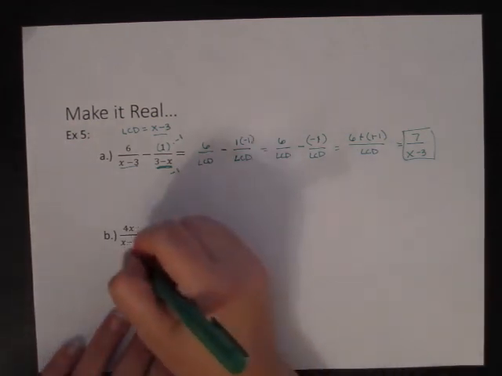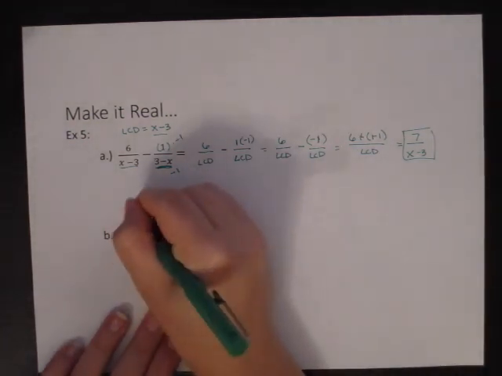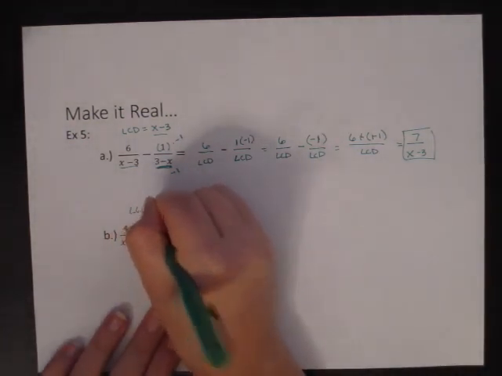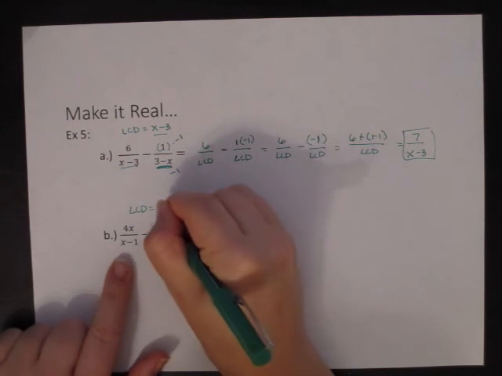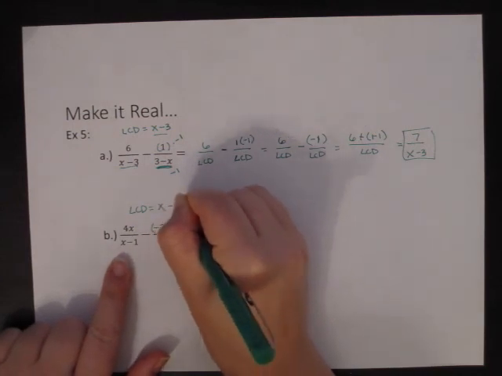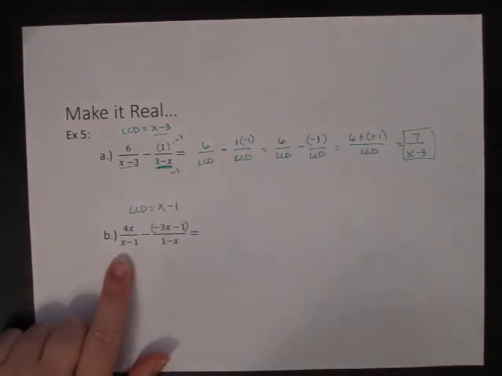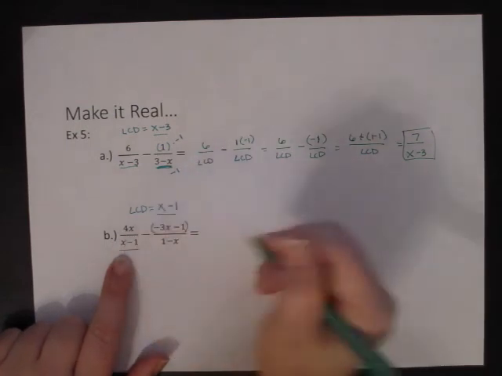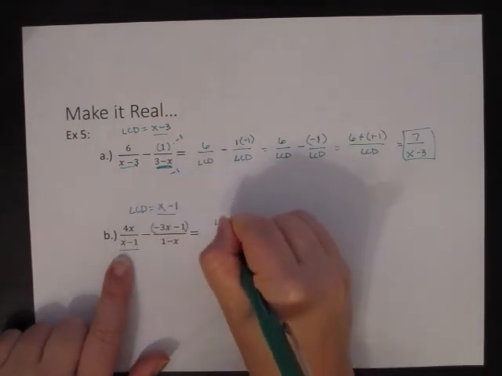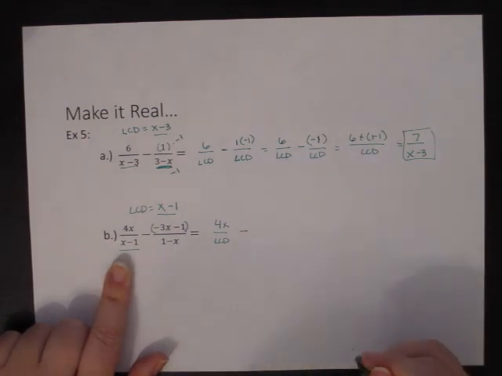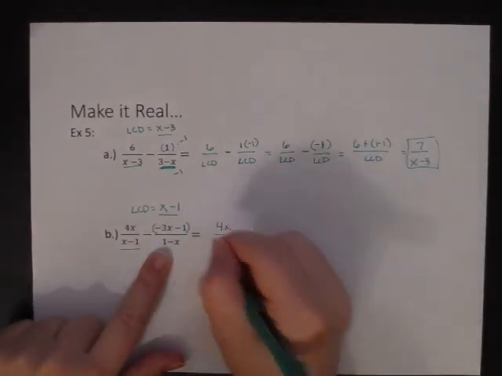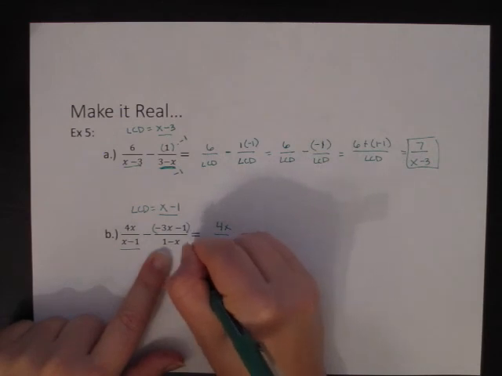So the first thing I notice, my denominators are not the same, so I've got to find my LCD, and they are opposites of each other. So since they are opposites of each other, I'm going to choose the first one that I see to be my LCD. So I'm going to go x minus 1. I compared the two. I don't have to do anything to the first one, so I've got 4x over LCD minus, and then in order to change the second one, I've got to multiply by -1.